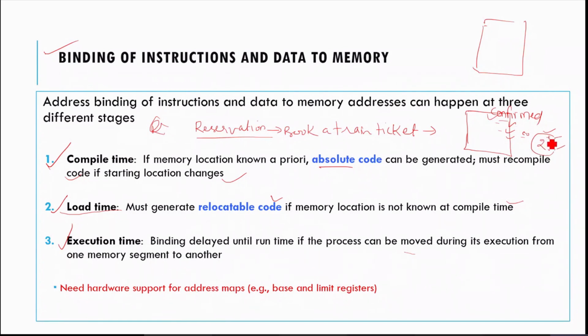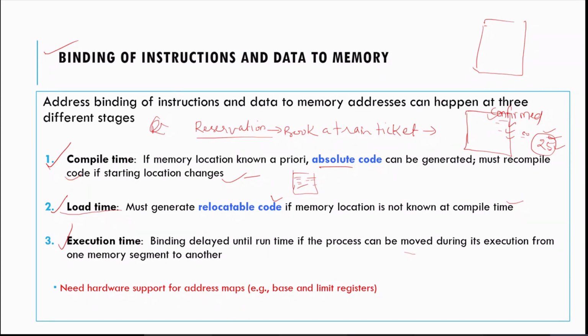Because seat 25 is absolute, it is assigned to you, confirmed, and there is no confusion. You have to go there; 25 is reserved for you. So that is called compile time. Here the seat is reserved. At the same time in memory also, whatever program is there, the address for the program is fixed at that time only.